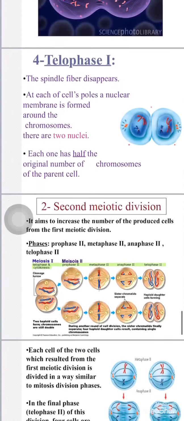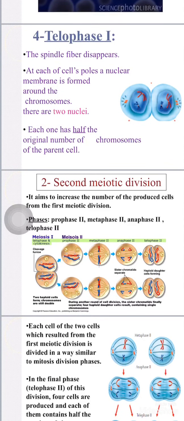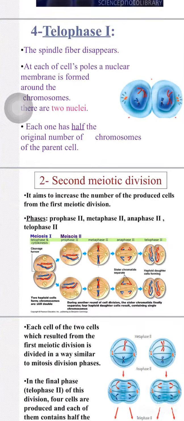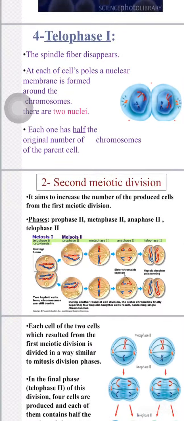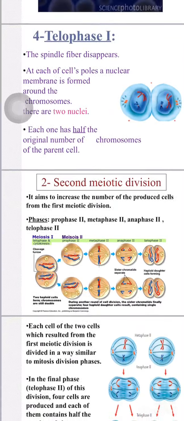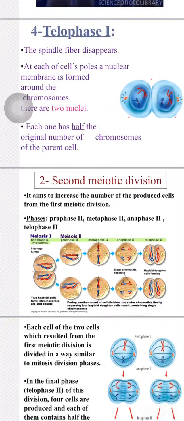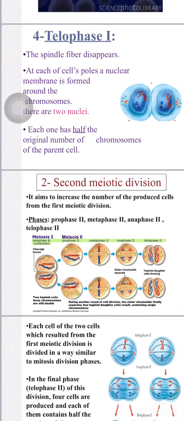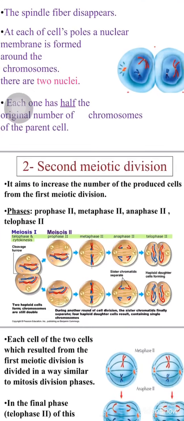Now let's go to the second meiotic division. In the second meiotic division, the aim is to increase the number of cells produced from the first meiotic division. I have two cells produced in the first meiotic division, and I want to increase the number. Instead of 2, I want to have 4 gametes. So in the second meiotic division, I will do the same as in mitosis. I have 4 stages: prophase 2, metaphase 2, anaphase 2, telophase 2, okay? It's the same as in mitosis.